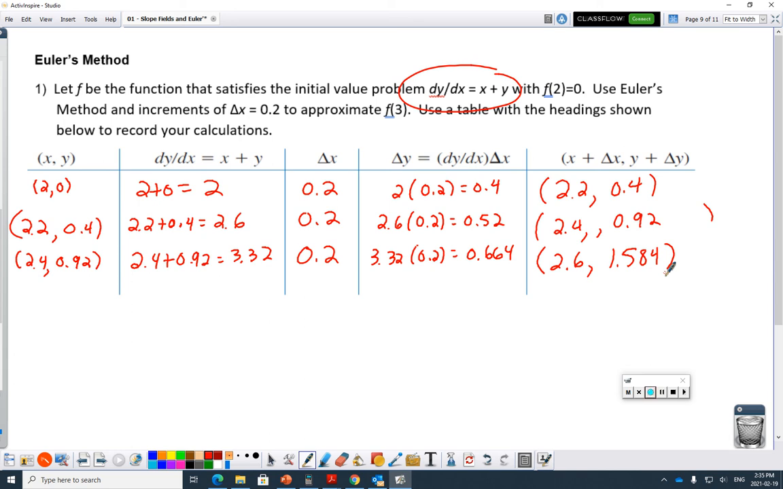Let me slow one level down here if you're confused, because a bunch of frowns turn into just calmness there in that last round where people went, oh, I see what you're doing here. I think that's what happened. I have a point on my solution, 2.6 comma 1.584. One step at a time. If at that point, how do I find what the slope is at that point?